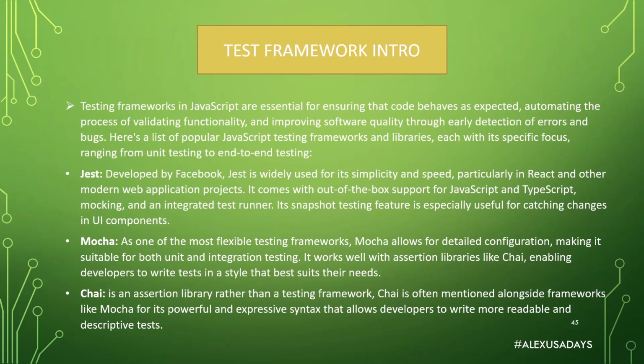So Jest was developed by Facebook. Jest is widely used for its simplicity and speed, particularly in React and other modern web application projects. It comes with out-of-the-box support for JavaScript and TypeScript, mocking and an integrated test runner. Its snapshot testing feature is especially useful for catching changes in UI components. So I've seen Jest being used by developers while they're working on web applications, so it's kind of helping them to create the tests for their app.